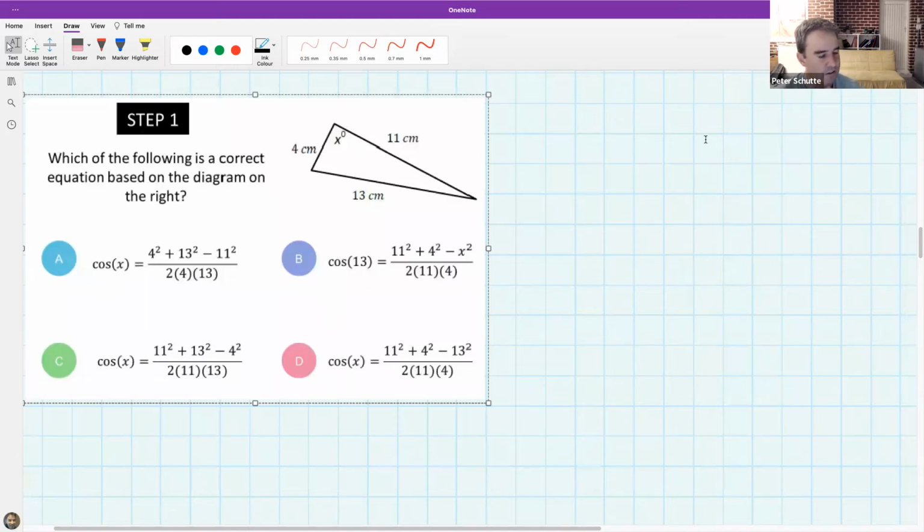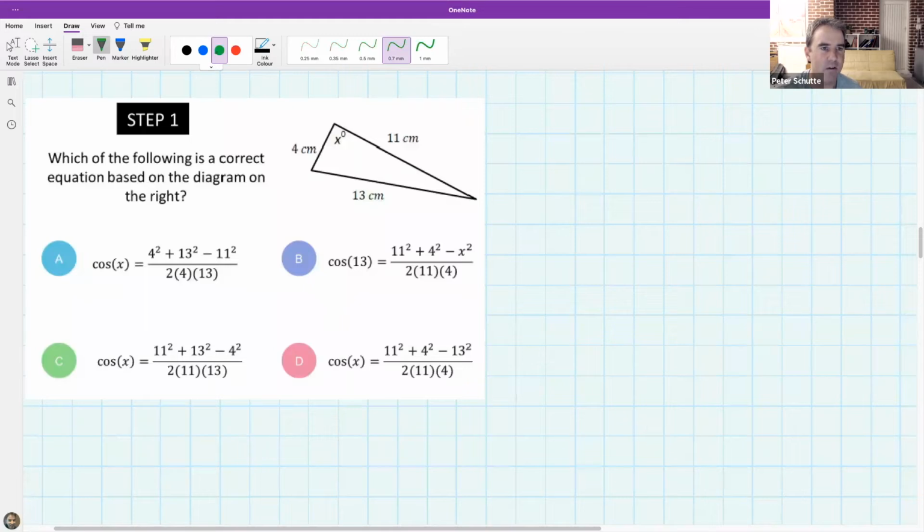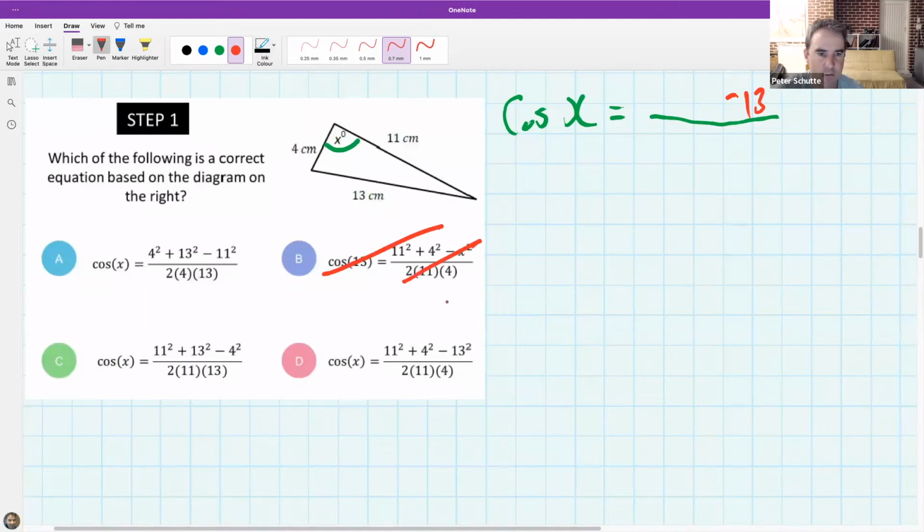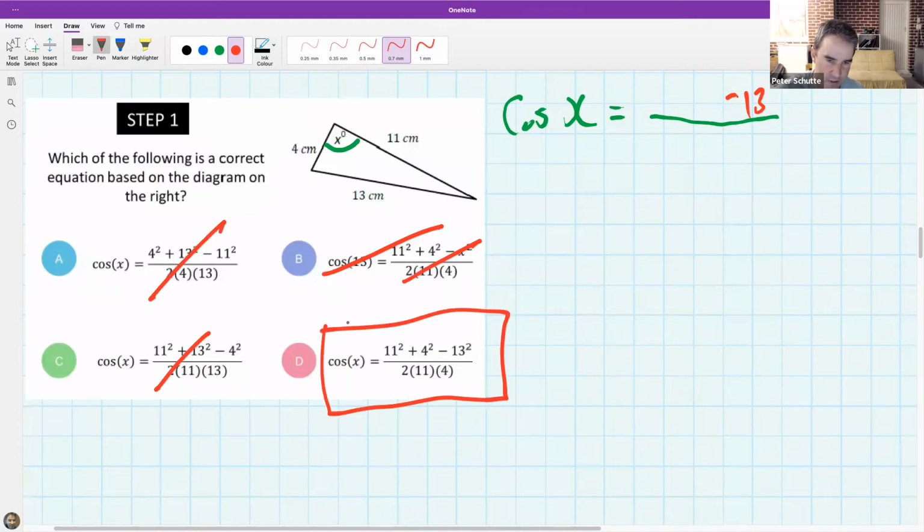So whenever I'm using the cos rule, I always have to find my angle to help me get a sense of what's going on. So cos x equals, and I know it's going to be in fraction form. And then I know that I'm going to have a minus 13 squared. Now, I agree the cos of 13 doesn't really make much sense, so that's gone. And I was looking for minus 13 squared, so it feels like all of these options are gone, and the correct option is going to be D. Yep.